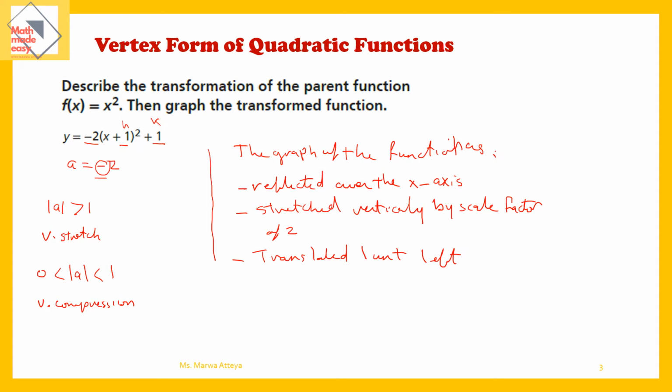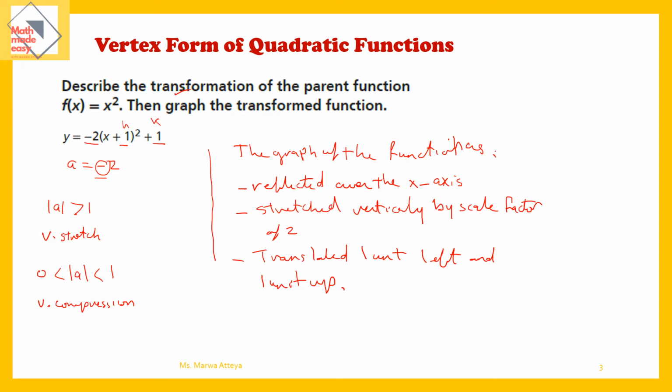The value of k, which is outside, represents the vertical shift or the vertical translation. But this is always in the same sign. So if it's positive, it means it moved up. So I'm going to write here 1 unit up. So how many types of transformation did we have in this function? It was reflected, it was vertically stretched, and it was shifted in 2 directions, or translated in 2 directions, vertically and horizontally. So we did the first part, which is describe the transformation.